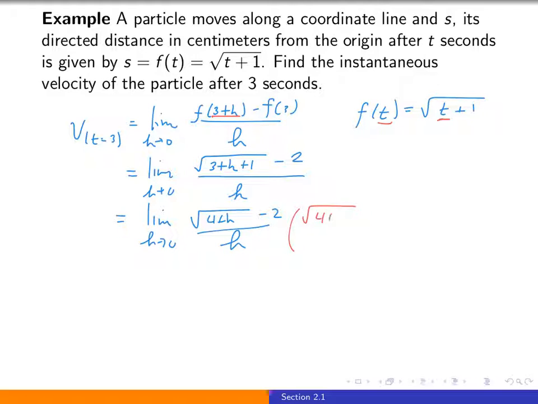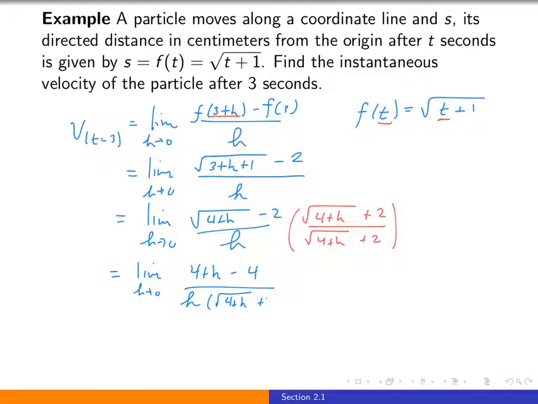So we'll multiply by the square root of 4 plus h plus 2, divided by the square root of 4 plus h plus 2. And this works out very nicely because of the difference of squares formula. In the top, we're going to have the first term squared minus the second term squared. And in the bottom, we have the h, which was there, and the square root of 4 plus h plus 2, which we have multiplied it by.